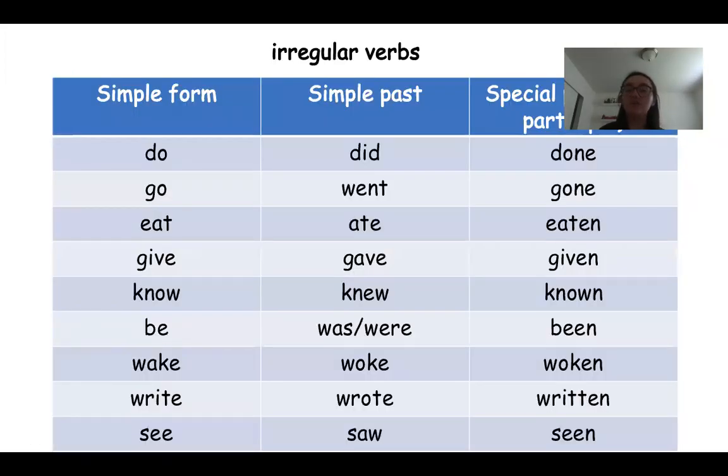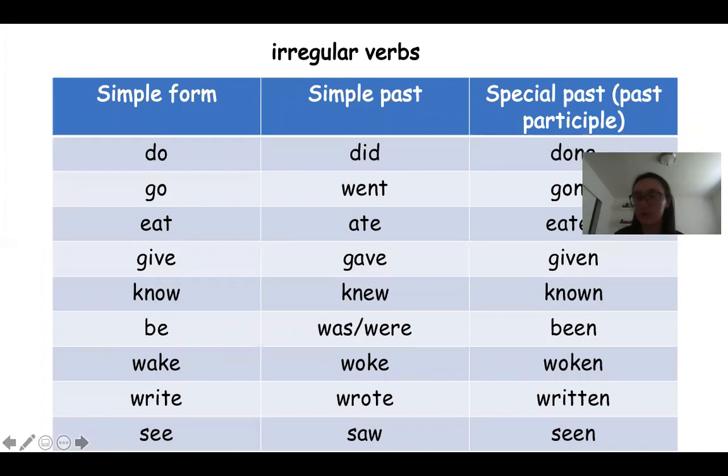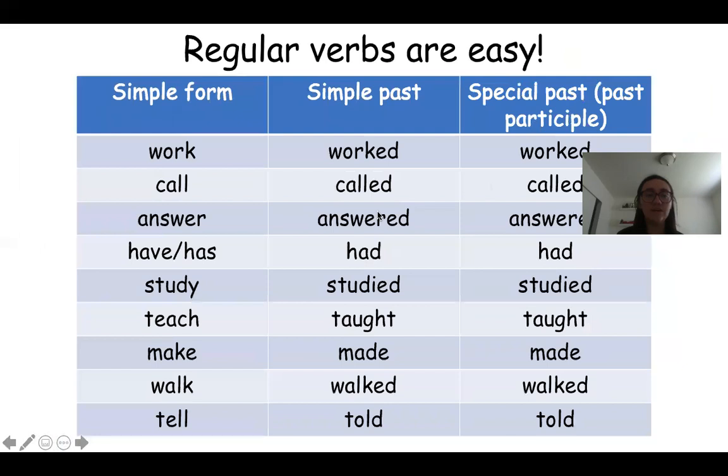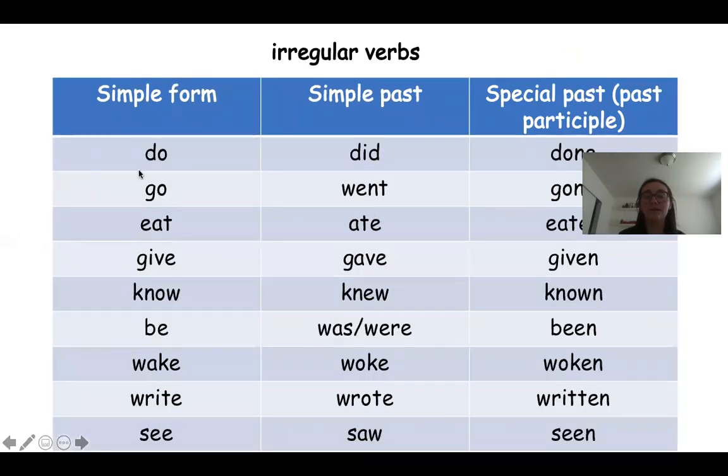So I just wanted to review how we change things into the special past verb, right? And with irregular verbs, it's a little different, right? So for the simple form, the simple present tense, it's words like do, go, eat, give. But when we use simple past and it's an irregular verb, it means that we have to change the word. So do, when we use it in the past, we say did.